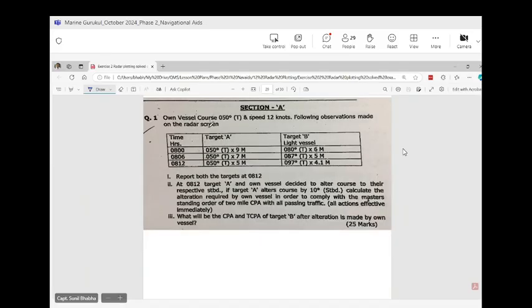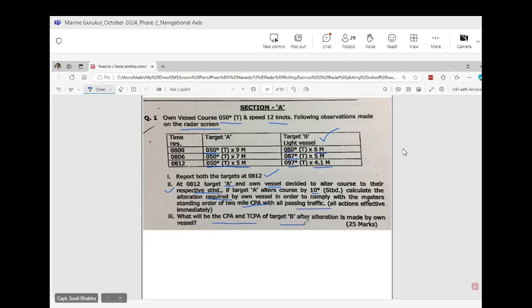Okay. Own vessel's course is 050. Speed is 12 knots. Following observation made on the radar screen. Target A is 0509, 9 miles, 7 miles, and 5 miles. So the bearing is not changing. Target B is a light vessel, 080, 6 miles, 087, 097. Report both at 0812. At 0812, A and own vessel decide to alter course to their respective starboard. Okay. If target A alters course by 10 degrees, calculate the alteration required by own vessel in order to comply with the master standing order of 2 miles CPA with all passing traffic.